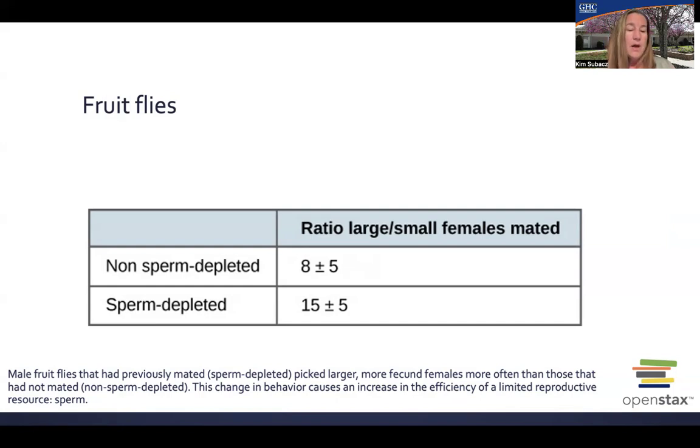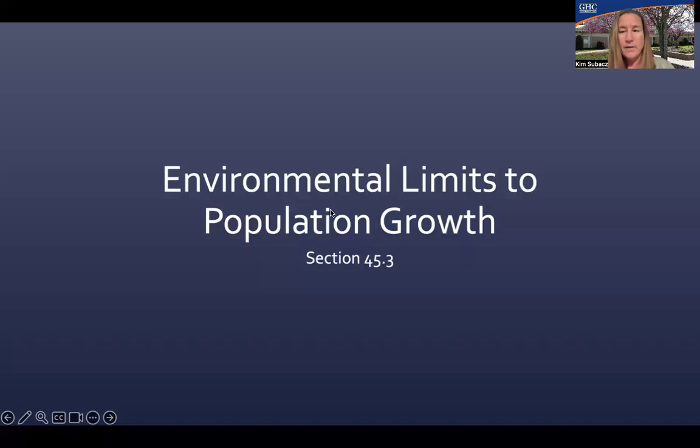And reproduce with. But if they were sperm depleted, you can see that it's a 15-to-1 or a 3-to-1 ratio, that they would try and choose a larger female. So we are assuming that the larger females have more fecundity. They are going to be able to produce more offspring. So if the male had a low sperm count, then that male would choose to mate with a larger female versus a smaller female. There we go. Okay.